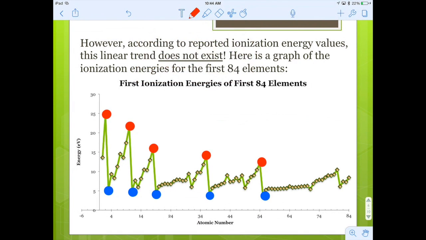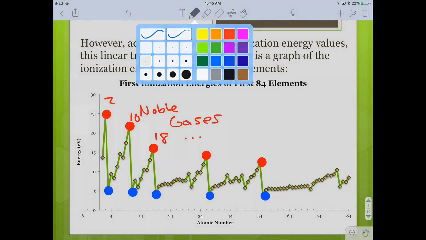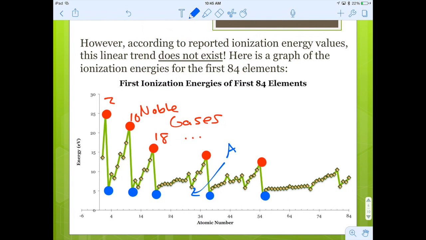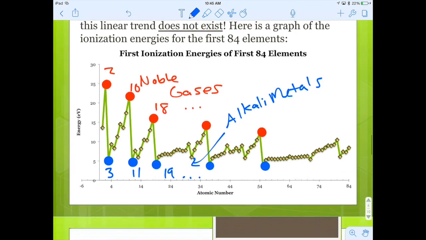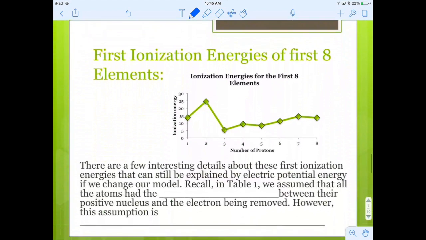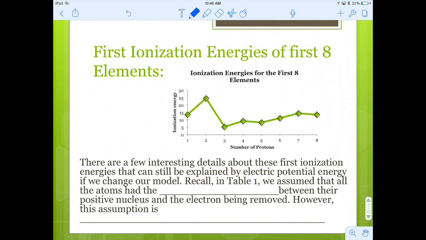Well, let's figure out what elements these are. The red dots seem to all be noble gases with atomic numbers 2, 10, 18, and so forth. And the blue dots, which are dips in the data, seem to be the alkali metals, which have atomic numbers 3, 11, 19, and so forth. So this pattern seems to be repeating in a way that looks like the periodic table. Please note that the word periodic means repeating, and we have a repeating pattern.